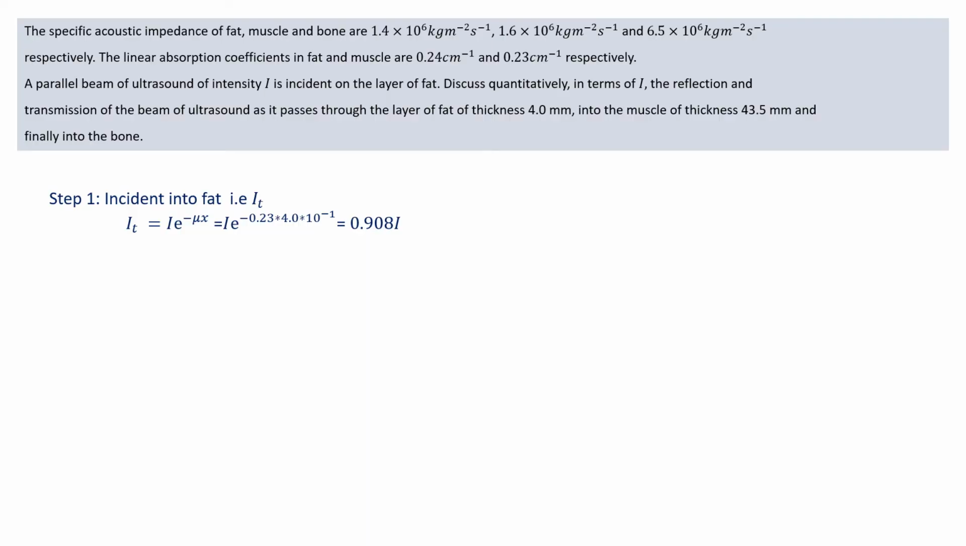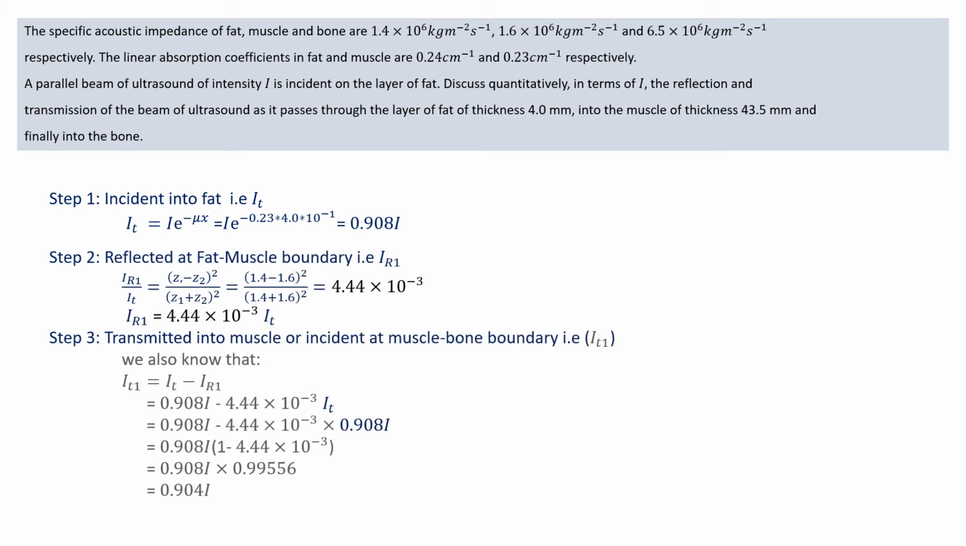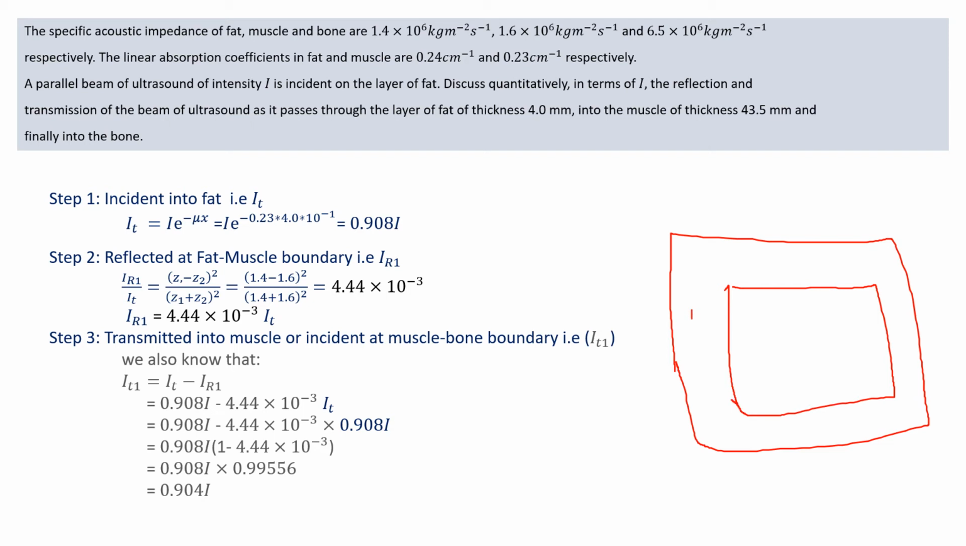So here we got the incident into fat and we also got this. And so here, okay, the transmitted into muscles or incident at muscle bone boundary. So again I draw this. So this is our fat, and this is our muscle, and here we have bone. So this is I and this is IT, and here we have IR1. And here we go, this is IT1, and here also one reflected, that is IR2. Okay, IR2.